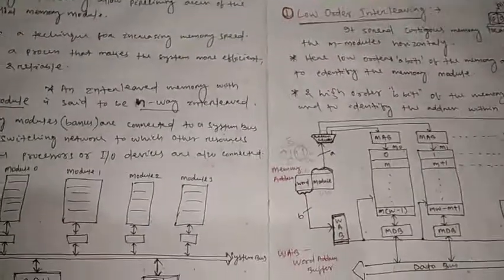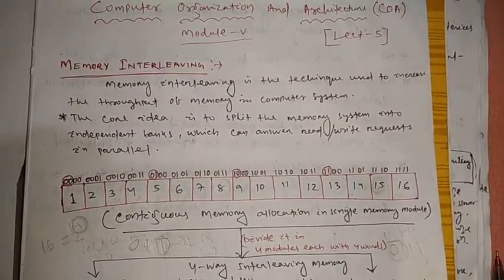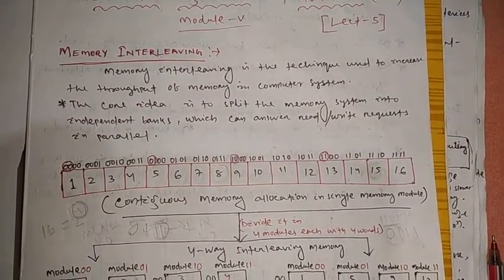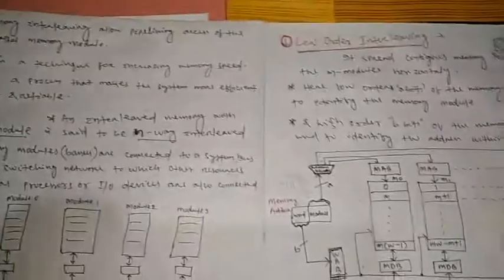In BPUT, a 16 mark long question may be asked: what is memory interleaving, and explain different types of memory interleaving techniques with a suitable example. So you can write these things easily and you can get 16 marks. This is all about your memory interleaving techniques.